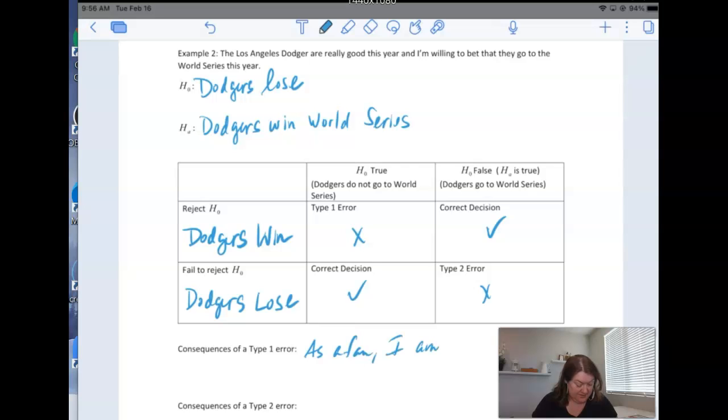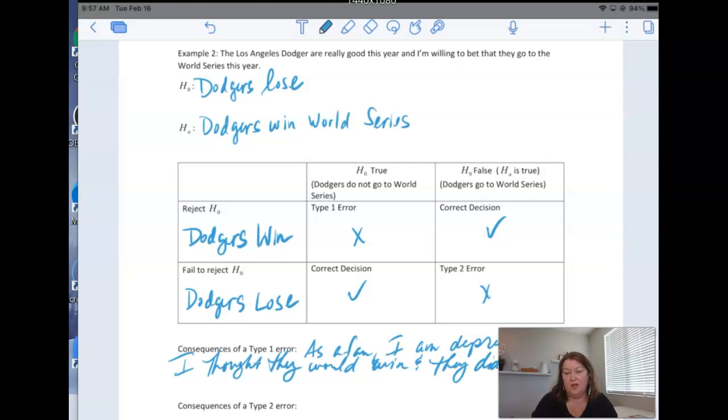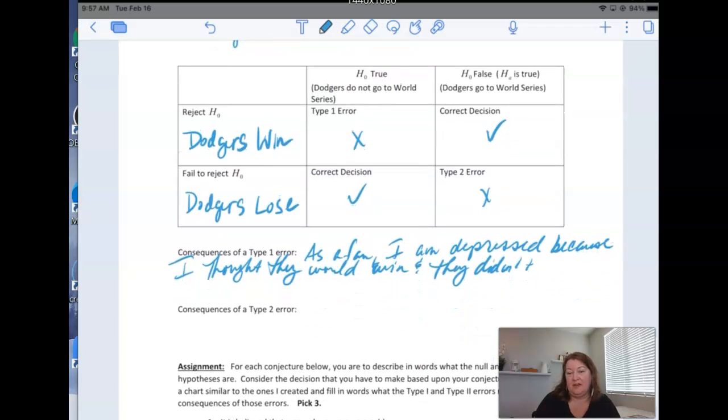I say they're going to win, but they don't actually win. I am depressed because I thought they were going to win, and they didn't. Right? Maybe if I bet, which gambling is wrong, but maybe if I bet, I lost some money, right?